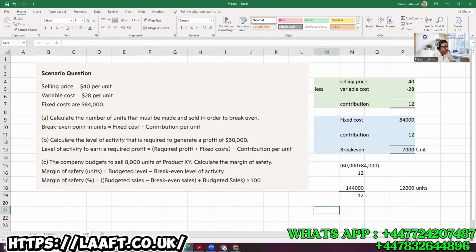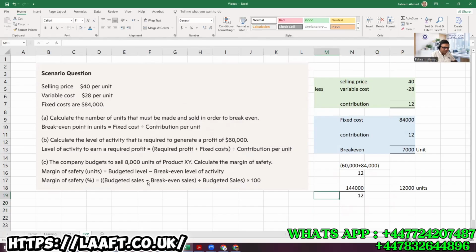Now question is, what is margin of safety? Margin of safety is the difference between the budgeted sales and break-even sales. It's a measure of risk. If margin of safety is bigger, that's better. If margin of safety is lower, that means more risk for the business.